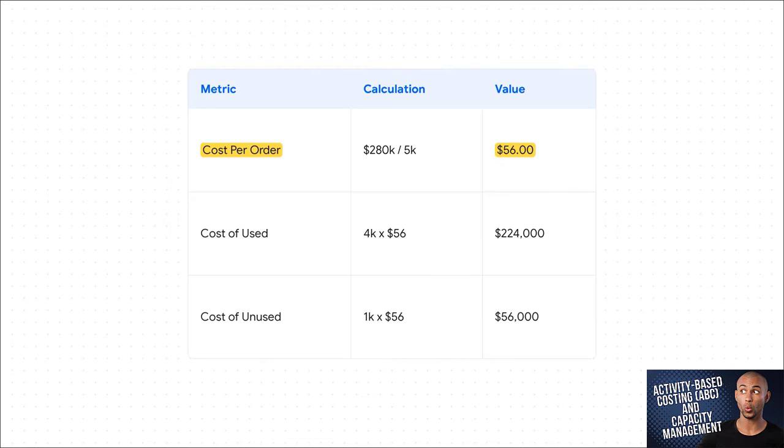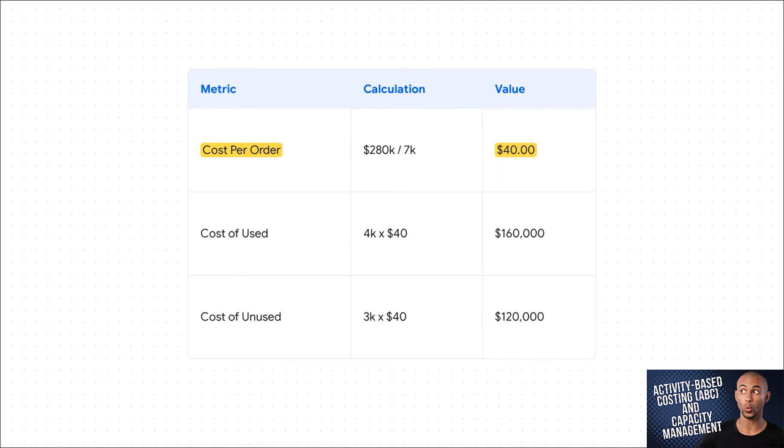Okay, so let's quickly remember our starting point. Before your big efficiency project, the true cost per order was $56. That was made up of $224,000 for the work you did and a $56,000 cost for the capacity you didn't use. Okay, got it? Now watch this.